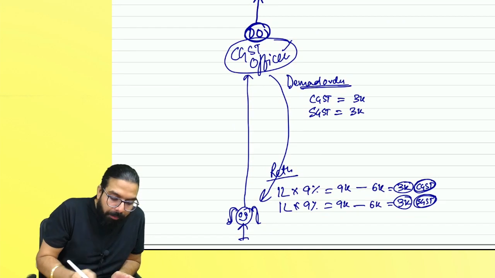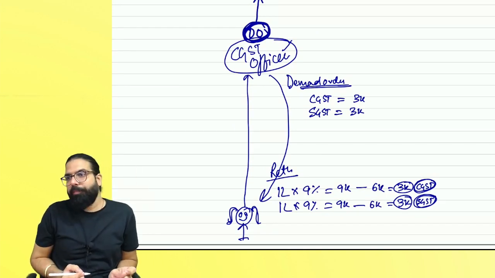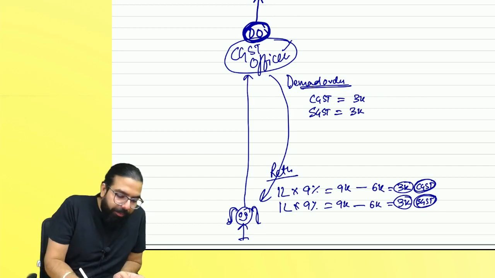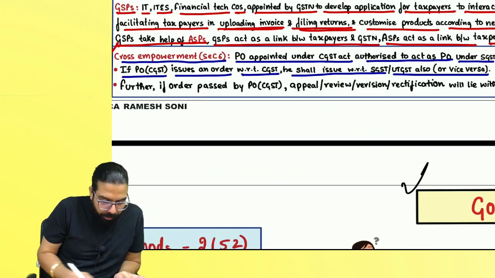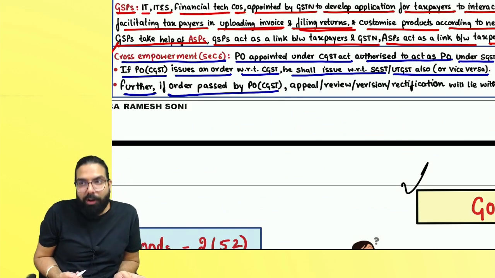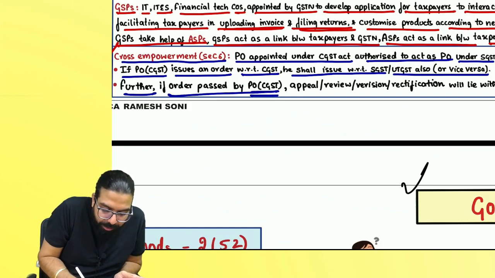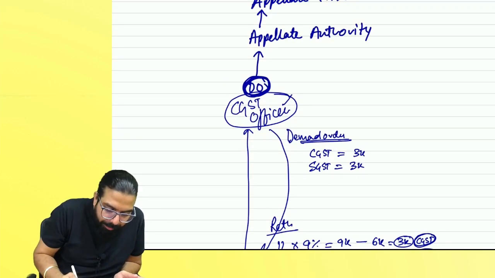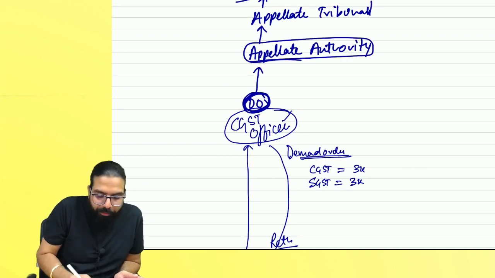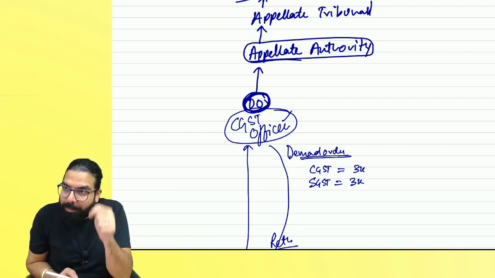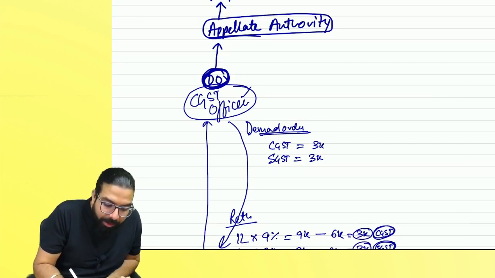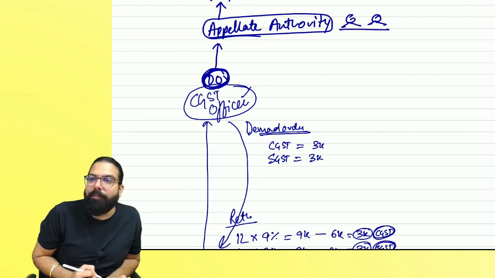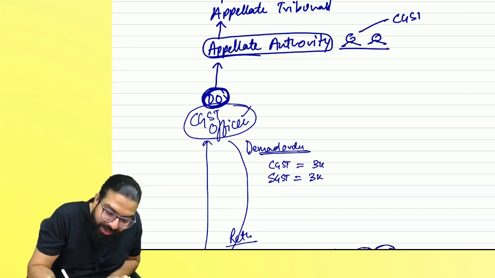Now, supposedly there is a demand order which has been passed. What they are telling over here is, further, if the order is passed by the CGST officer, the proper officer under CGST, appeal, review, revision, rectification will also lie with the proper officer under CGST only. When you go for an appeal, the appellate authority also has officers sitting, and these appellate officers have to be CGST.